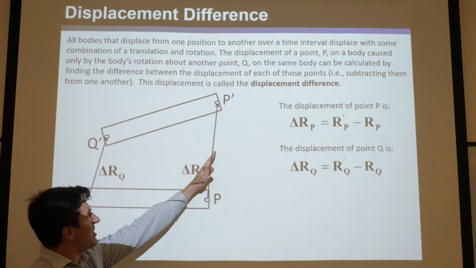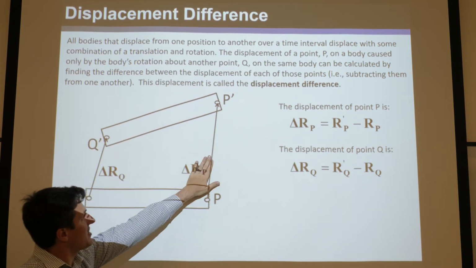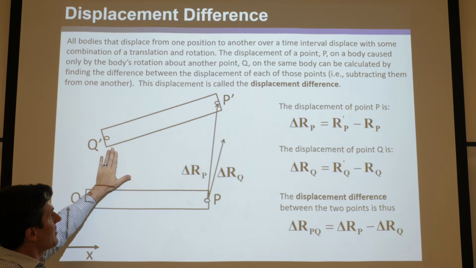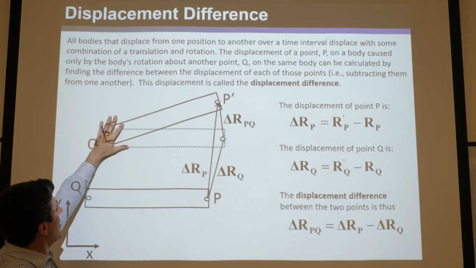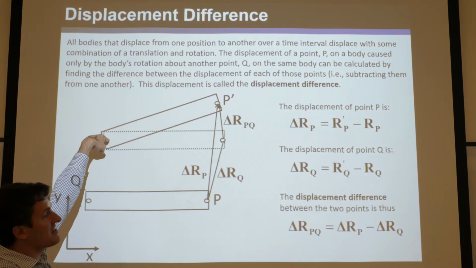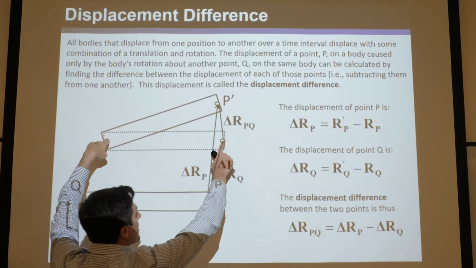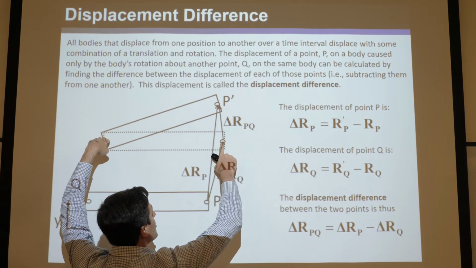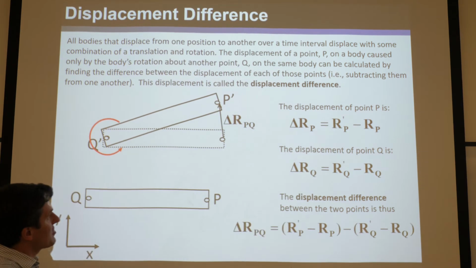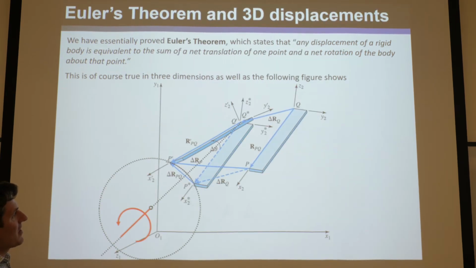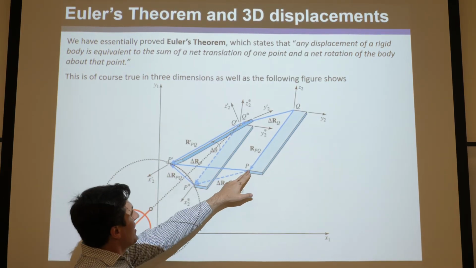So I'm just going to go back here and show you this again. Remember, this was the displacement of this. If we start with this one and subtract it from this one, then what we get is as if this moved up there, rotated about Q. Here the axis is out of the page, and we're getting the displacement of P caused solely by the rotation about Q.